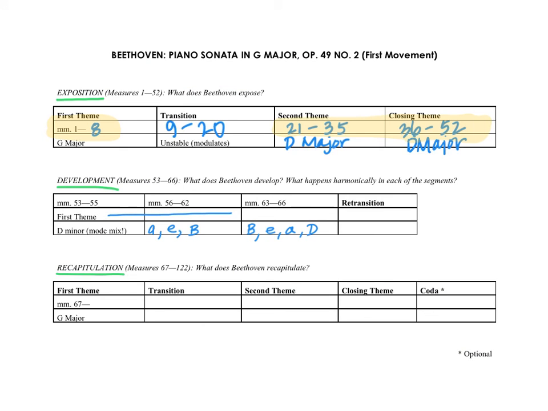Let's now finish off our grid that we started. We have the first theme that comes back in measure 67 in the home key of G major. The transition now runs from measure 75 until measure 87. That is not unstable, but sort of mimics the same transition as the exposition.